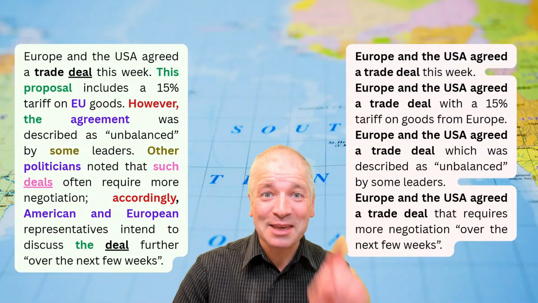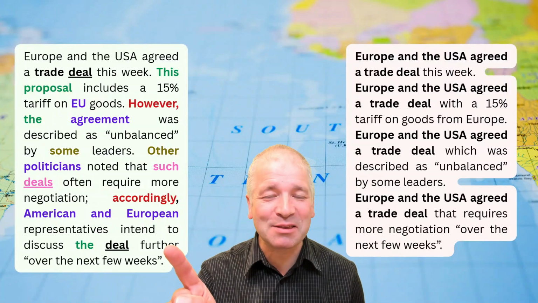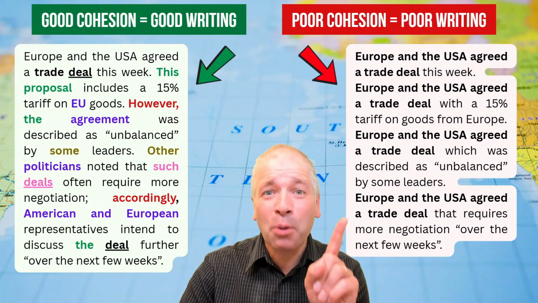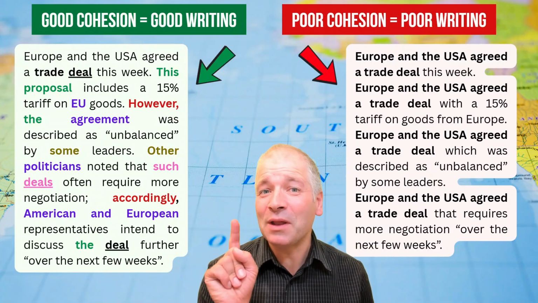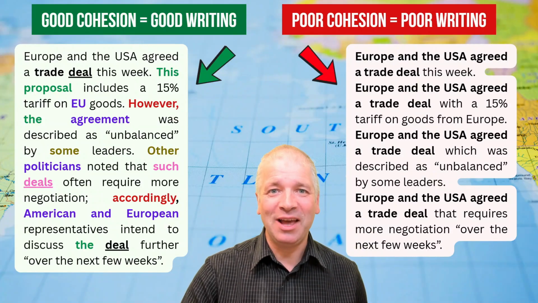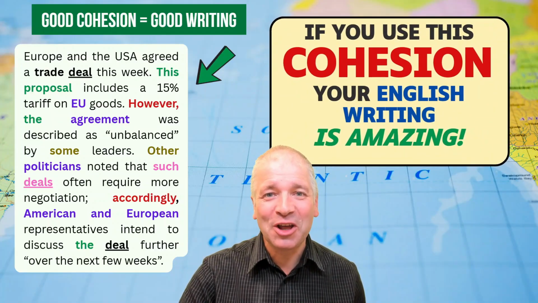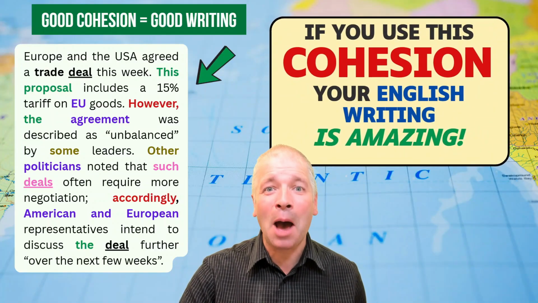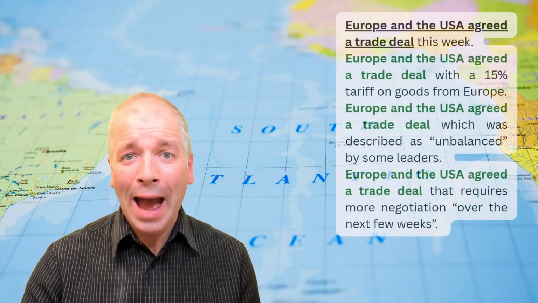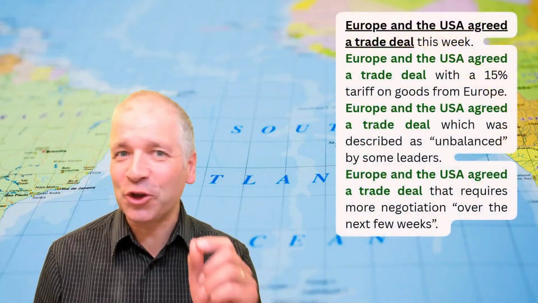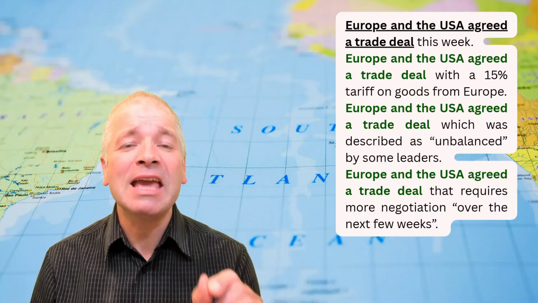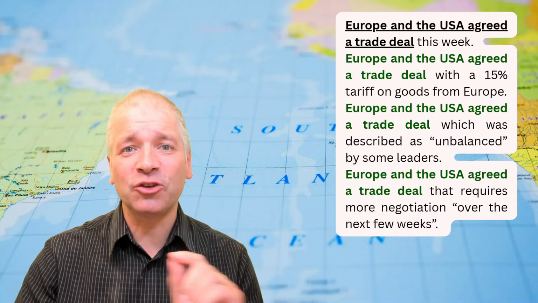Is your English writing like this or like this? The text on the right has poor cohesion, but the text on the left has excellent cohesion. And if you use this cohesion, your English writing is amazing. So how do we get from bad cohesion to good cohesion? I'm going to take you through step by step how to do this.